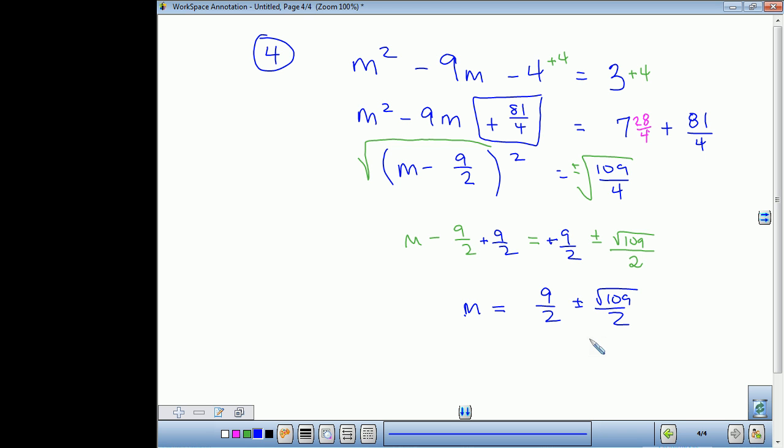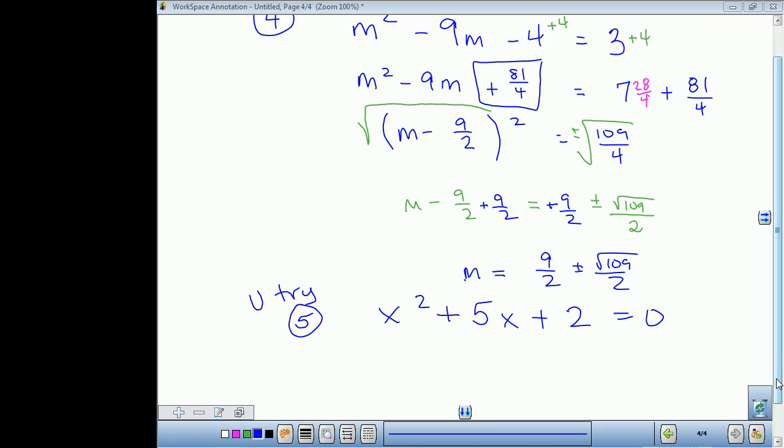All right, I'm not even going to try today to have a coefficient. We're going to do one more that has an odd. Let's do a Your Turn with an odd. Okay, so I'm going to give you a little bit smaller numbers for your turn. x squared plus 5x plus 2 equals 0. And my directions are to solve for x by completing the square.